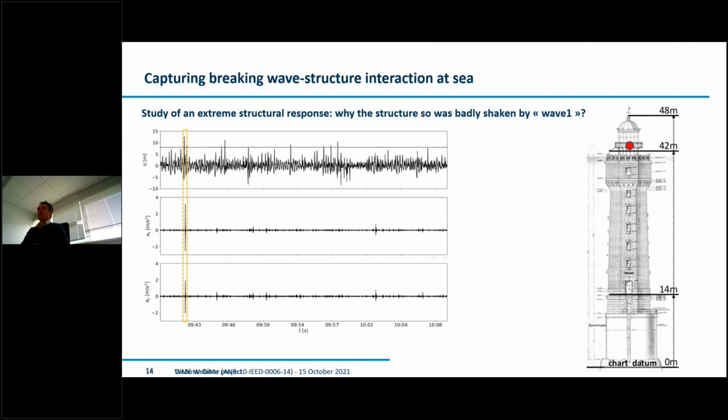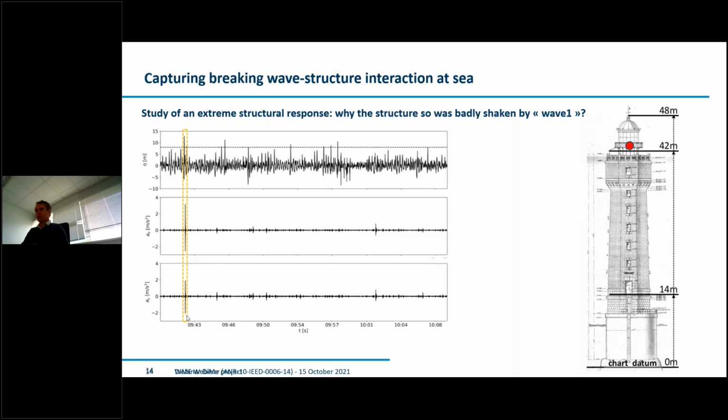Okay, and so just to quickly explain why this kind of measurement protocol is so useful to understand the breaking and the slamming loads on offshore structures, I will show you an example of the exploitation of our dataset. It is exploiting one event, and we will be conducting a sort of response-based design approach here.